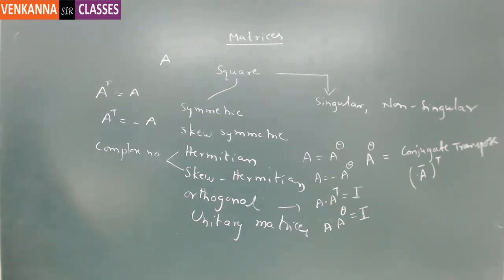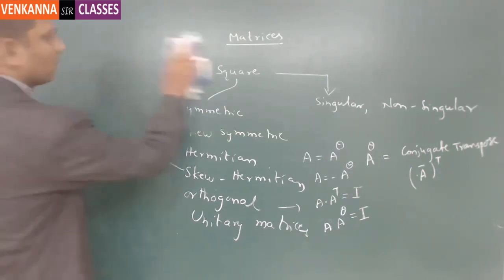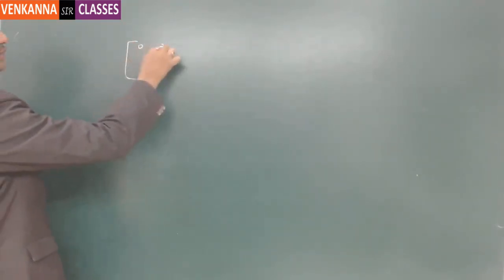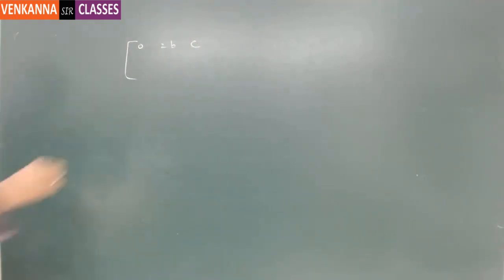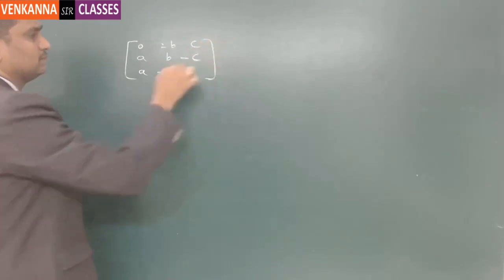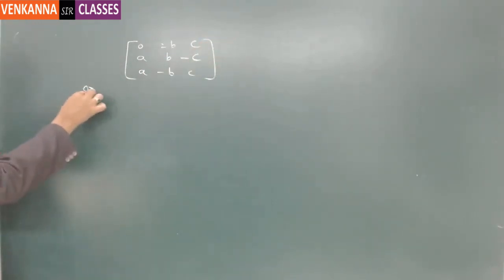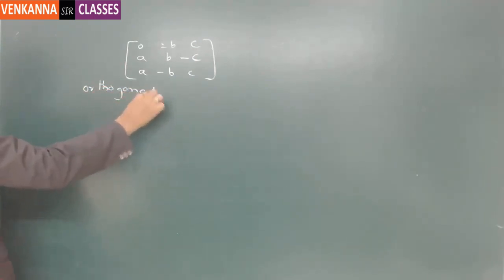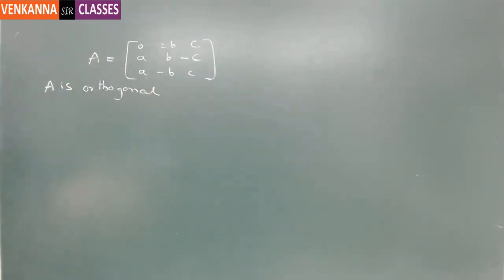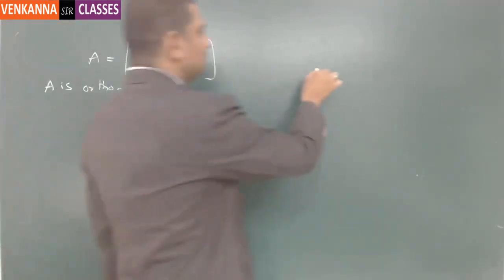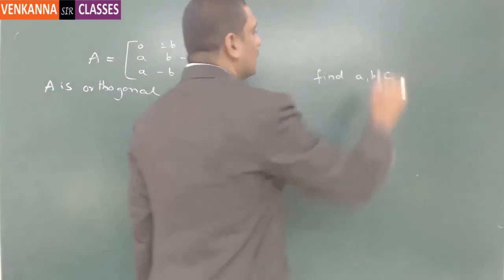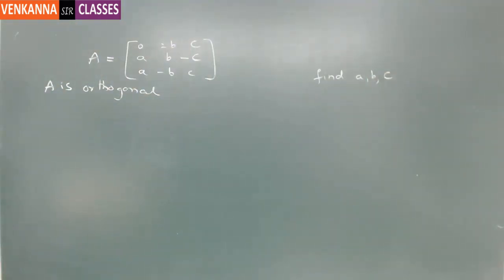Now, let us take a problem on the concept of orthogonal matrix. Suppose you consider the matrix A with rows 0, 2b, c; a, b, minus c; and a, minus b, c. And it is given that it is an orthogonal matrix. Your part is to determine the values of a, b, c. So I have given a square matrix A which is orthogonal, and we have to find the values of the entries a, b, c in A.